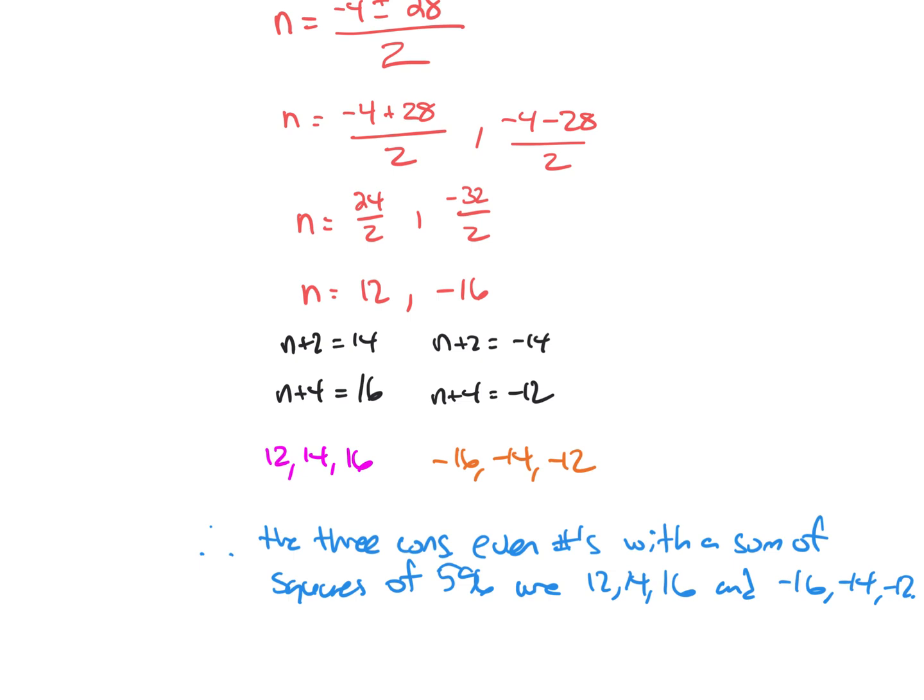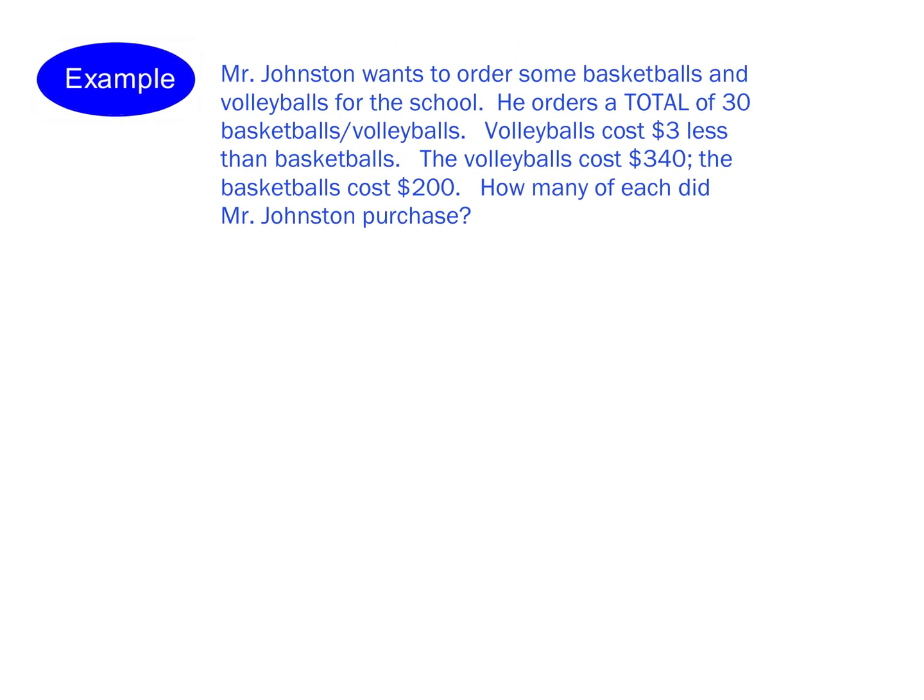The next one: Mr. Johnston wants to order some basketballs and volleyballs. He orders a total of 30 basketballs and volleyballs. So not 30 basketballs and 30 volleyballs, but if you add the number of each together, you get 30. Volleyballs cost $3 less than basketballs. The volleyballs cost $340. The basketballs cost $200. How many of each did he purchase?